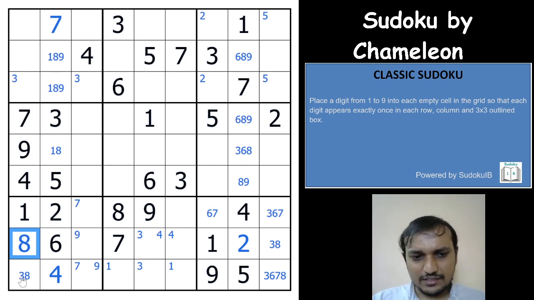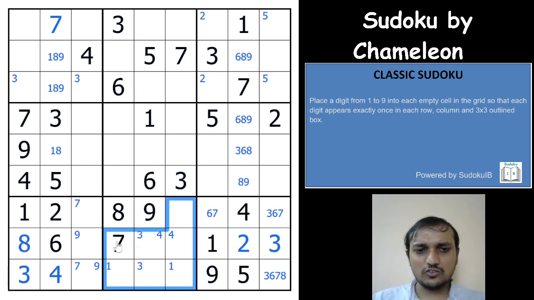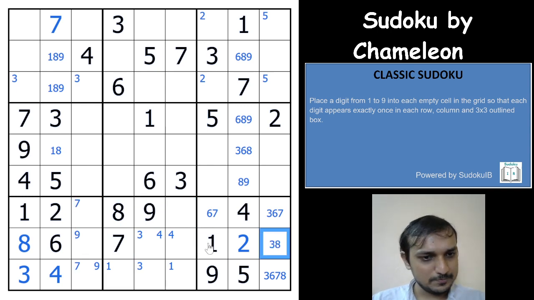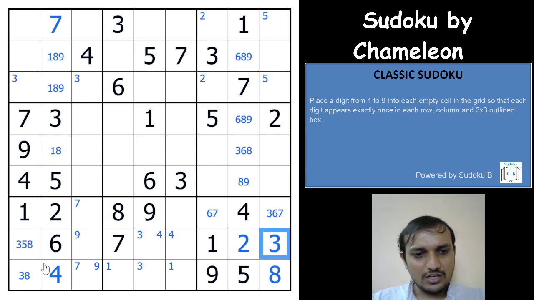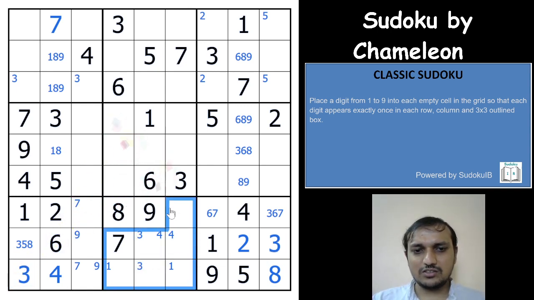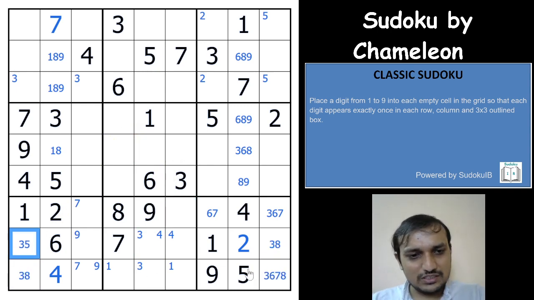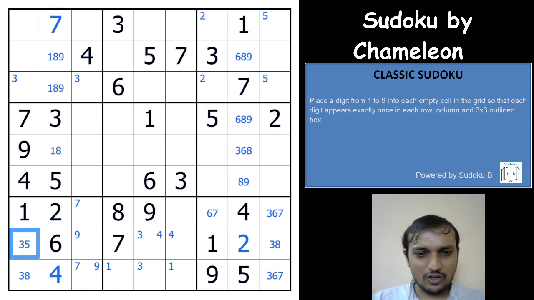The moment I have an 8 here, this would be 3, this would be 3, because these are same bi-value cells. The moment you write an 8 here, both of these become 3, and there is no way you can place a 3 in box 8. Amazing, right? The same way, if you have an 8 here, both of these cells would be 3, and there is no way you can place a 3 in this box. That's amazing logic. I really love this logic. So both of these cells cannot be 8.